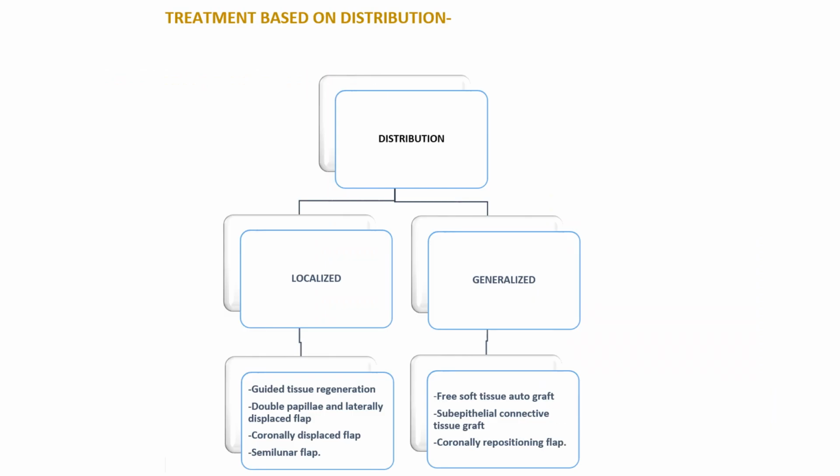Then, treatment based upon distribution: distribution is localized and generalized. If there is, say, 30% recession in the whole mouth, it is localized, and generalized is when all the teeth in your mouth have recession. For localized, again these are all surgical procedures like guided tissue regeneration, double papillae and laterally displaced flaps, coronally displaced flaps, and semilunar flap. And for generalized there are soft tissue autograft, subepithelial connective tissue graft, and coronally repositioned graft flaps.